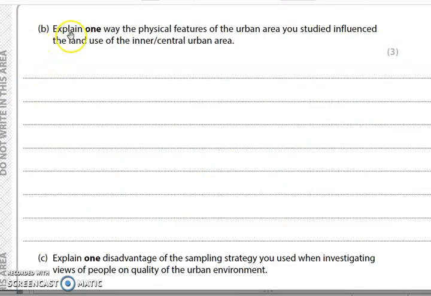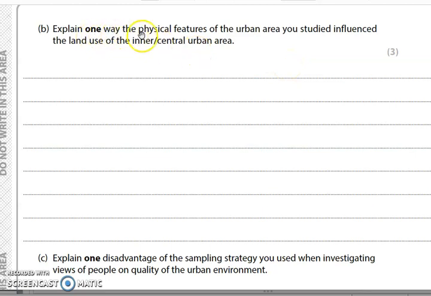The next question is, explain one way the physical features of the urban area you studied influenced the land use of the inner city or central urban area. So explain again. It's another one of using those connectives, of giving your point, giving reasons, and then extending it because it's worth 3 marks. So use those connectives, because this means that, so this leads to.